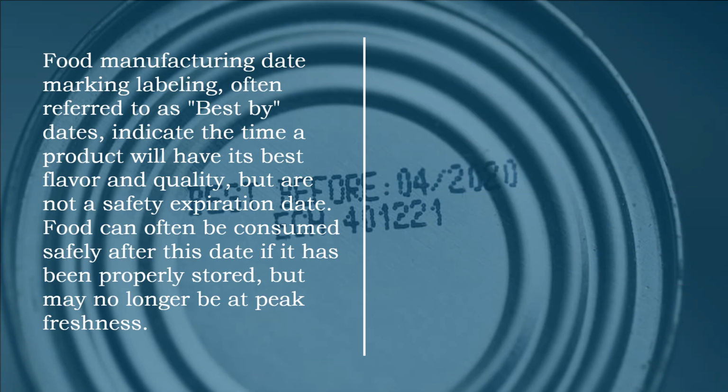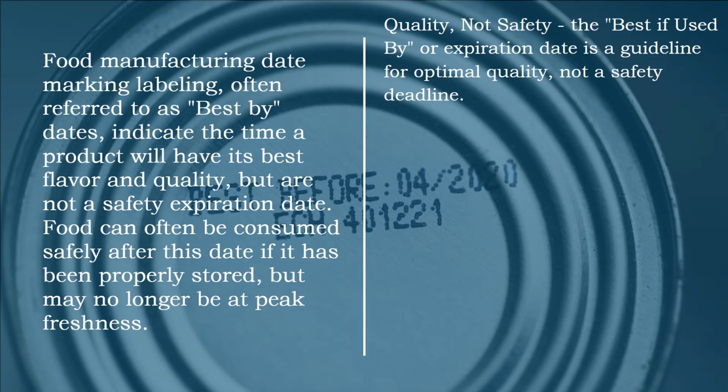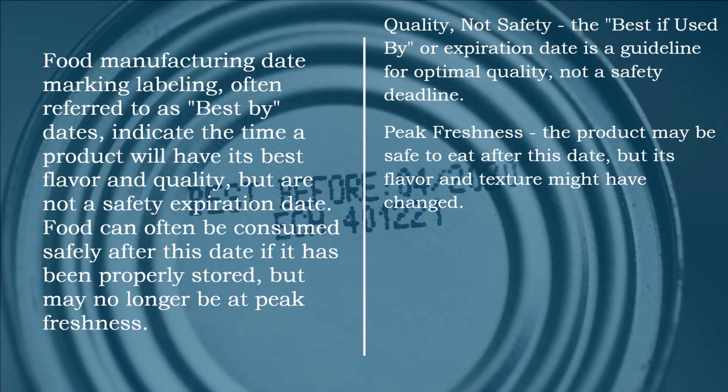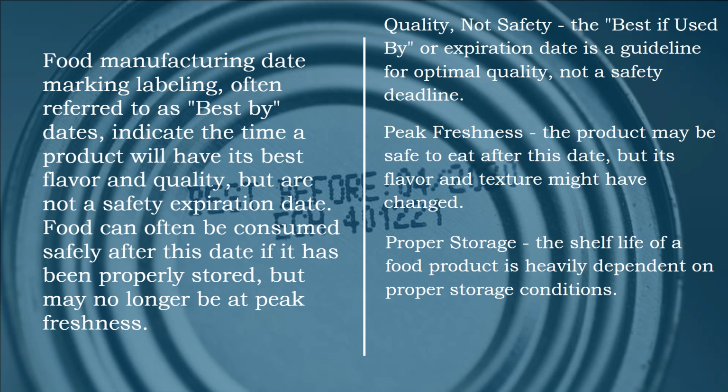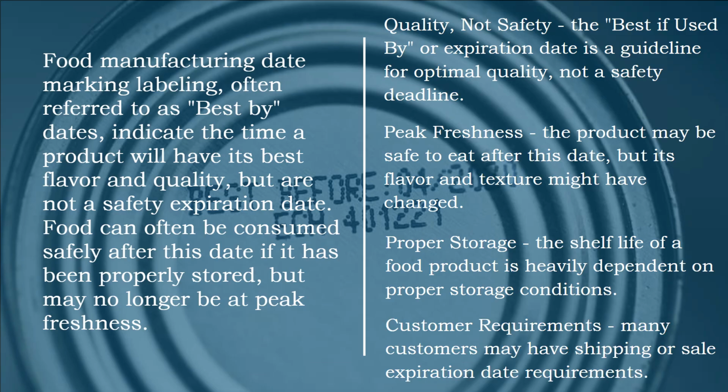Some important considerations of date markings are quality, not safety. The best if used by or expiration date is a guideline for optimal quality, not a safety deadline. Peak freshness. The product may be safe to eat after this date, but its flavor and texture might have changed. Proper storage. The shelf life of a food product is heavily dependent on proper storage conditions. Improper handling or storage can shorten a food's usable life. And customer requirements. Many customers may have shipping or sale expiration date requirements. For example, a purchase contract may require 2/3 of the shelf life remaining when the product is received.